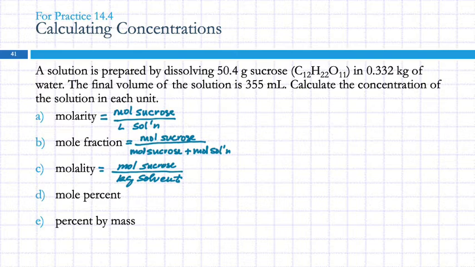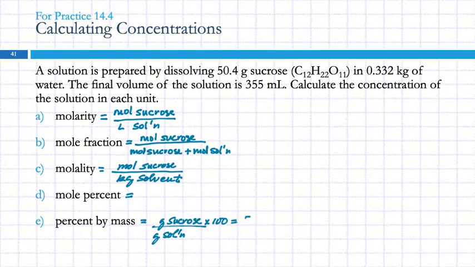Mole percent, this one's easy. We're going to calculate the mole fraction and we multiply by 100. Percent by mass, grams of sucrose divided by grams of solution times 100. So we don't have to do these in alphabetical order. I'm looking at the last one and thinking grams of sucrose, well, they gave me grams of sucrose. And grams of solution, well, here's kilograms of water. So I could find the mass of the solution pretty easily.